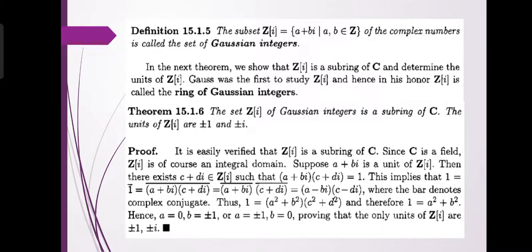Thus 1 = (a² + b²)(c² + d²), and therefore 1 = a² + b². Hence, a = 0 and b = plus or minus 1, or a = plus or minus 1 and b = 0, proving that the only units of the ring of Gaussian integers are plus and minus 1 and plus and minus i. So that's the end of the proof.